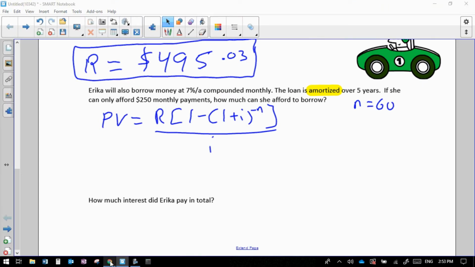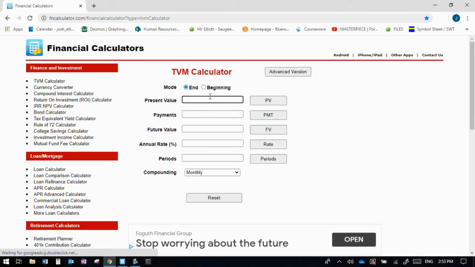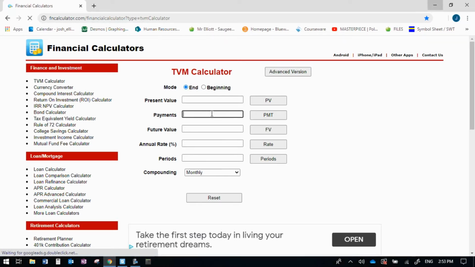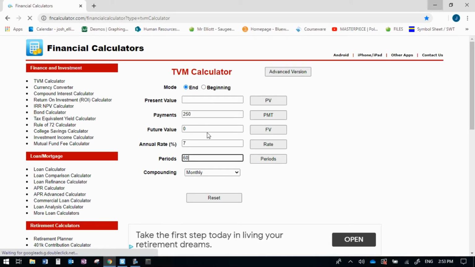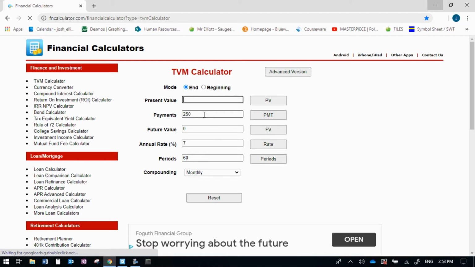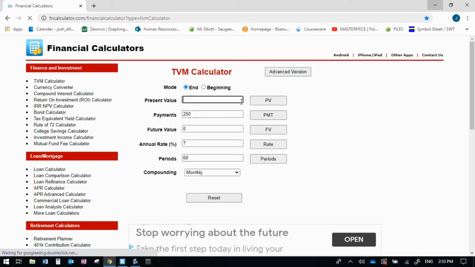So I'll pull up our TVM solver we've been using, and in this case, we know that the payments are $250. The interest rate is 7%. The future value, I'm not sure if you can leave that blank or not, but you should put 0 there. 60 payments. So this is basically like saying, what's the present value going to be if the payments are $250, the annual interest rate 7 over 60 months compounded monthly.